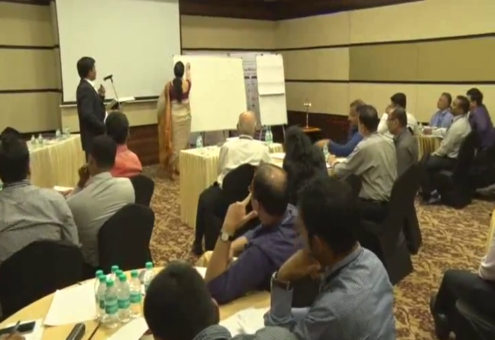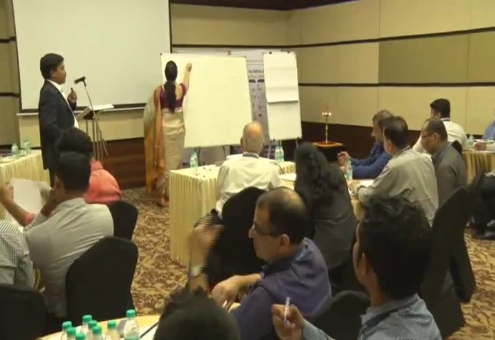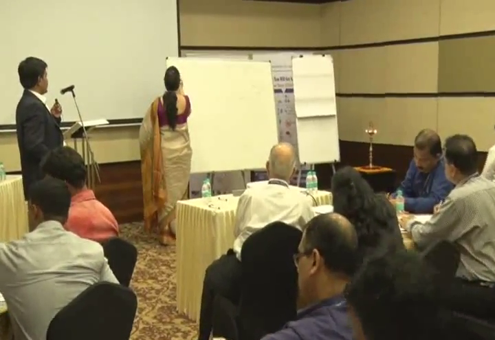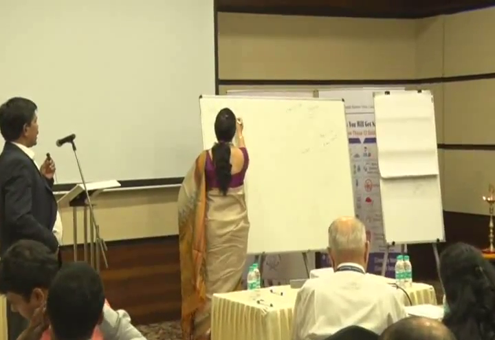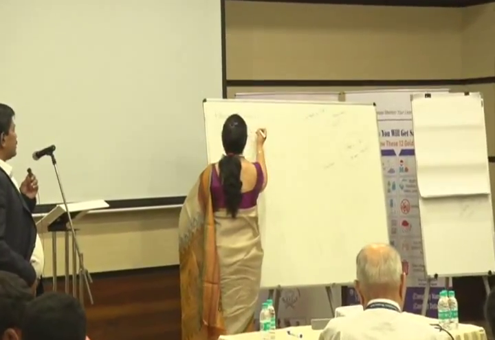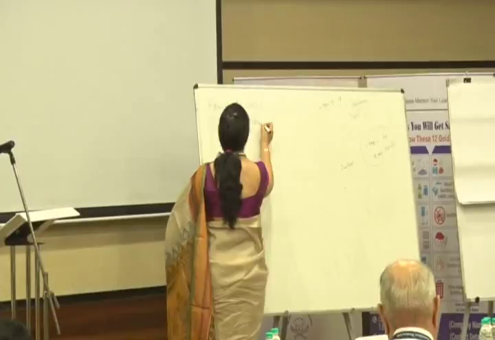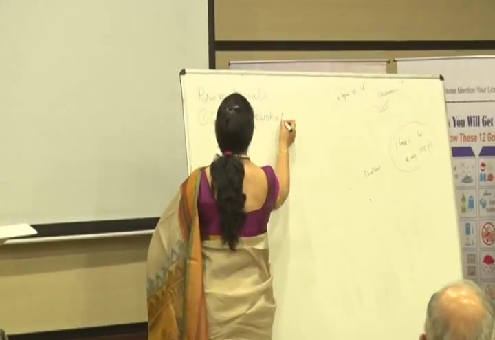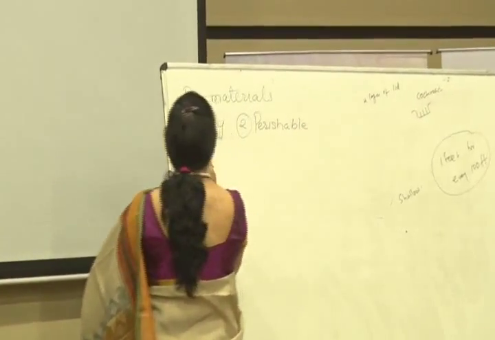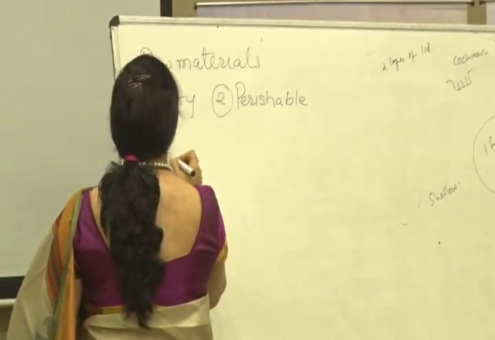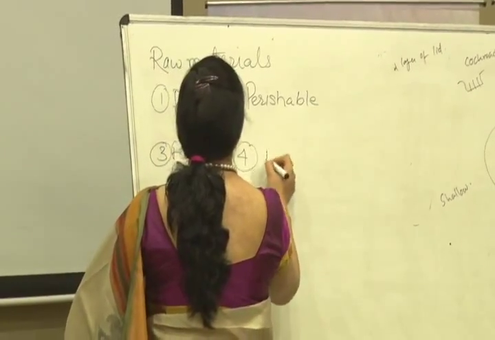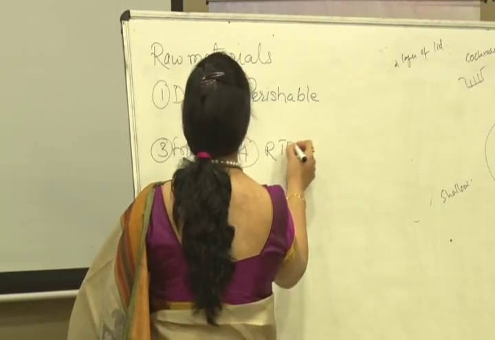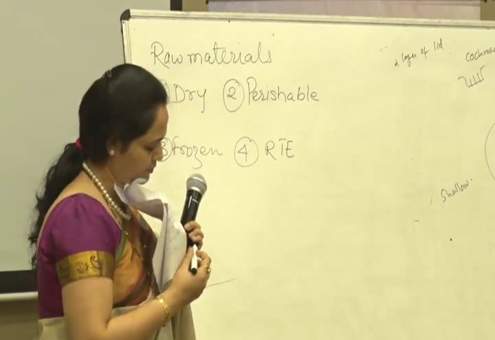The first category is dry raw material. The second category is perishable. The third category is frozen. The fourth category is ready to eat. Okay? Madam will start now the activity.